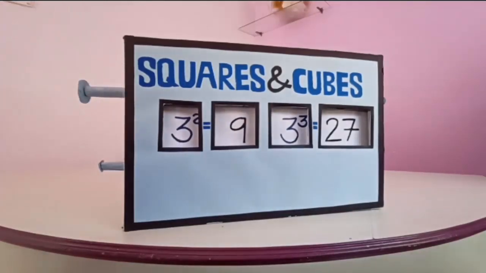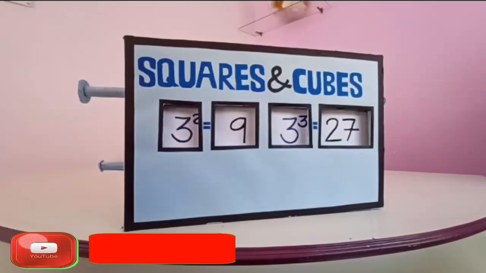Similarly, the square of 3 can be written as 3 raised to power 2, which will be equal to 9. And the cube of 3 can be written as 3 raised to power 3, which will be equal to 27.